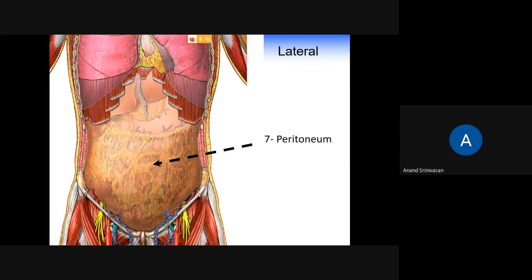Inside the peritoneum will be the organs: the stomach, small intestine, large intestine, liver. So all the structures are located inside the peritoneum. The peritoneum has parietal and visceral layers. It's a very important layer, and there is a separate lecture on the peritoneum.